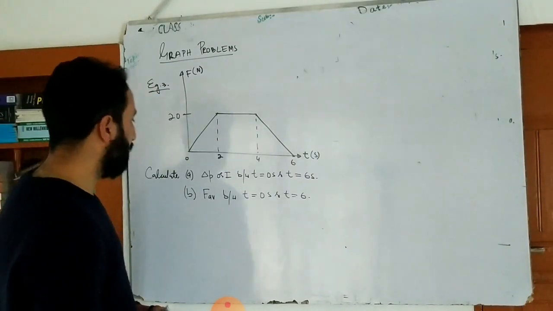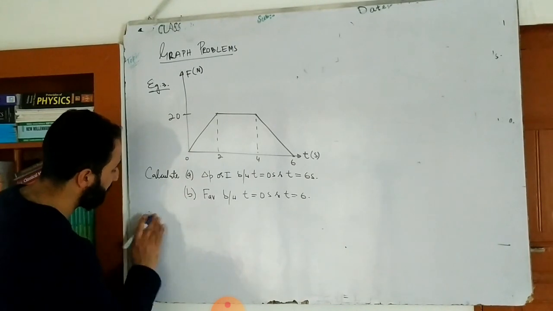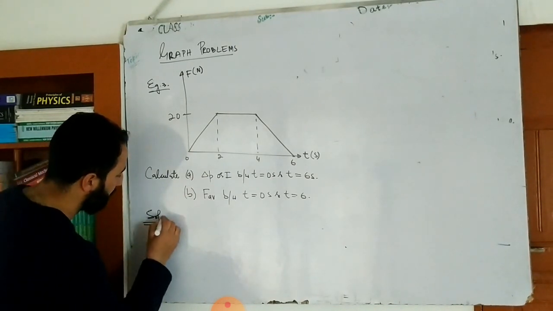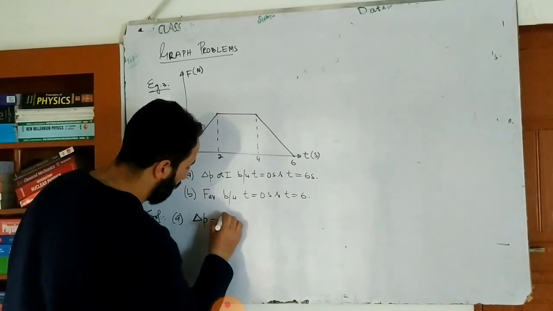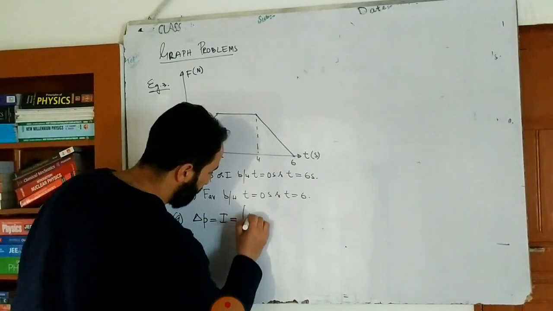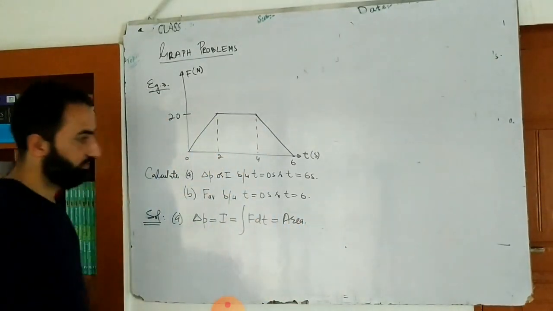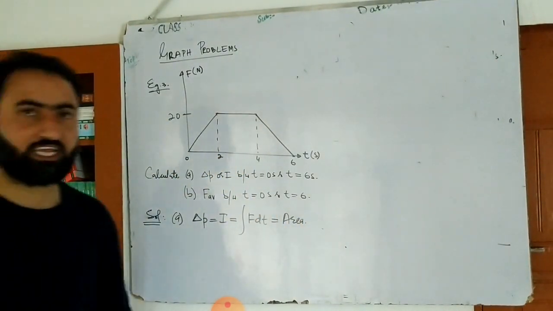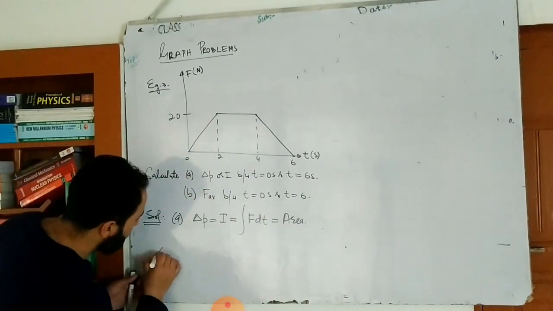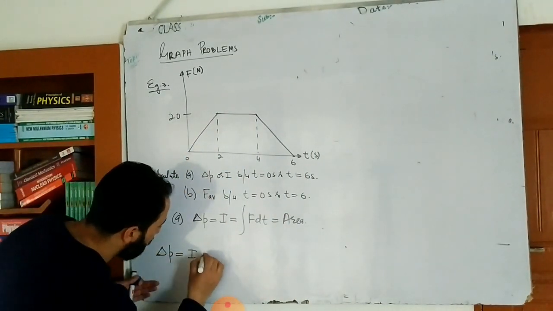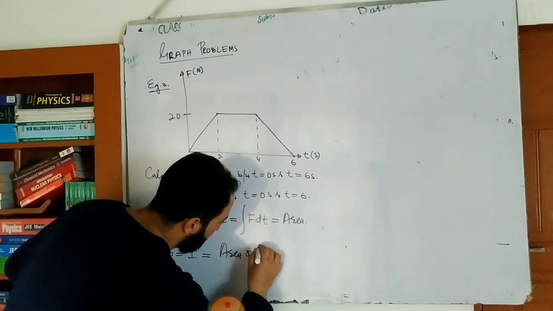Okay? Now which equation to use here? So here I will write down the solution for this A part. A part is like this. Simply we have delta P equal to I, impulse, that's equal to the integration of F dt, and that's equal to the area under the F versus T curve. So this time we have to calculate the area. Okay. So simply here I will write down impulse or delta P is equal to impulse, that's equal to area. It's simply equal to the area under the curve. Area of trapezium.